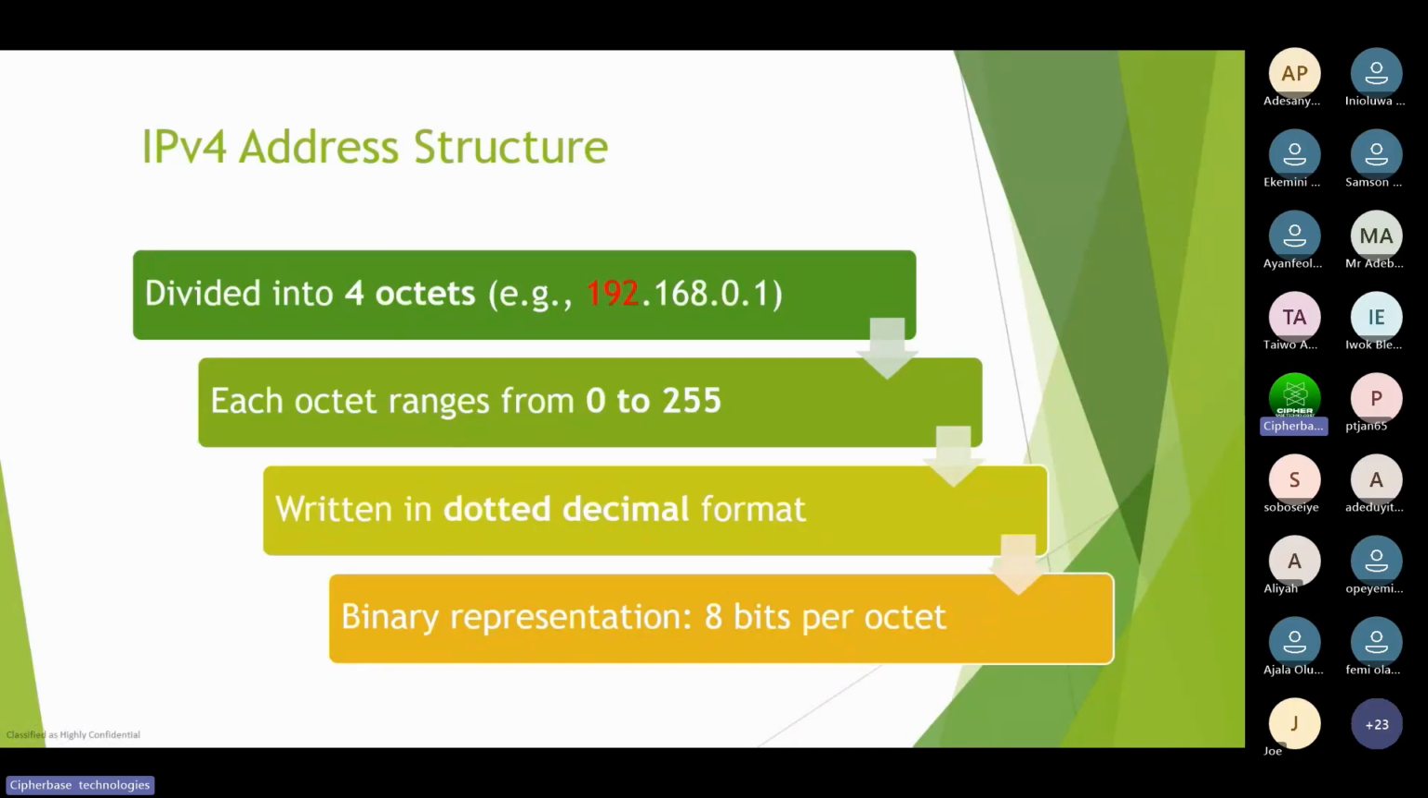So now let's proceed. We are going to talk about the subnet mask, of course. And in this one, each octet ranges from 0 to 255.